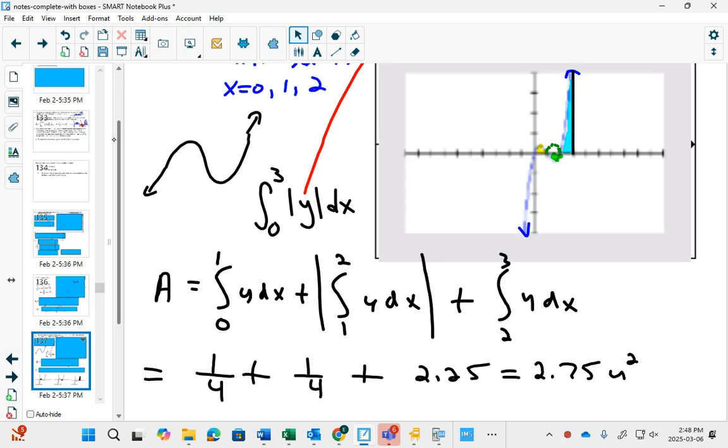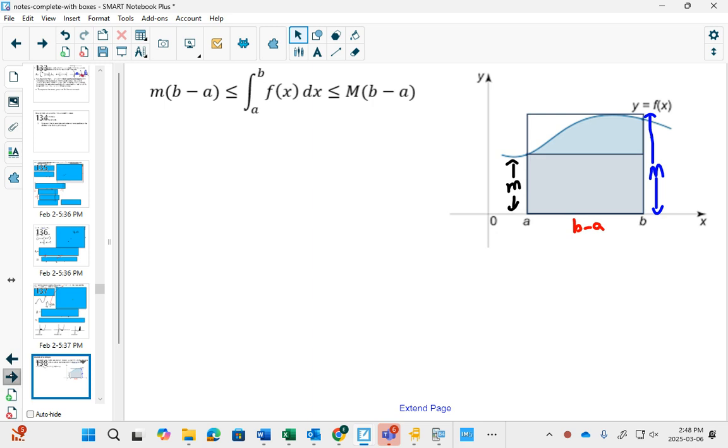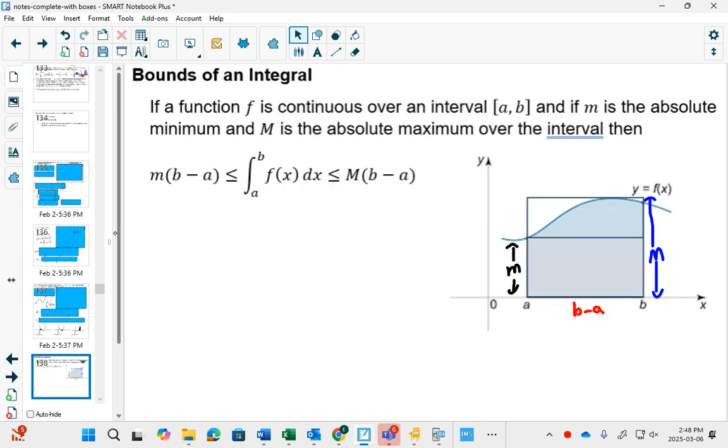Okay. So, some new formulas. The picture makes it make sense. The question is, if you wanted to find the area from A to B, but somebody said, what could you guarantee that it has to be more than? And what can you guarantee that it has to be less than? That your area must be in between those two things.